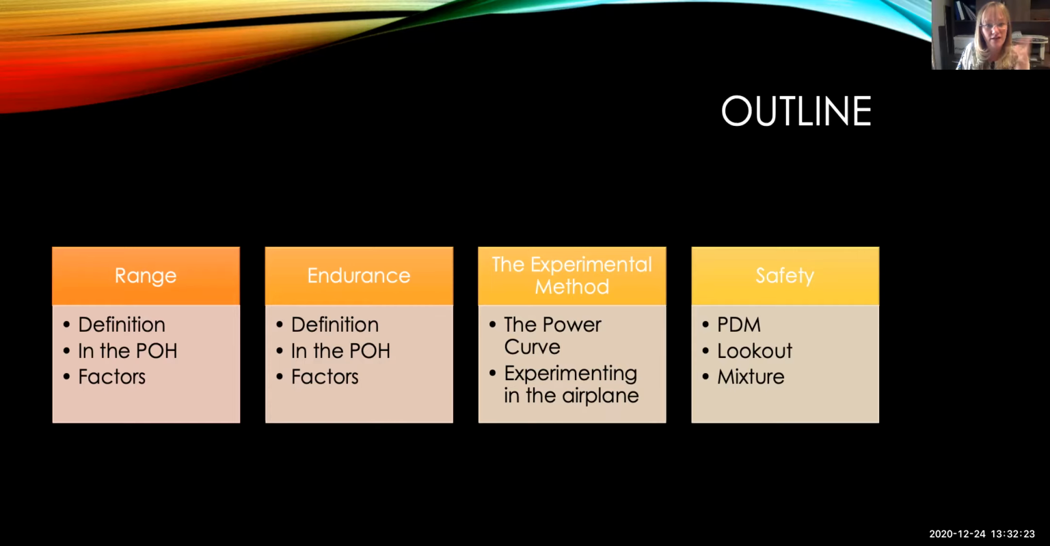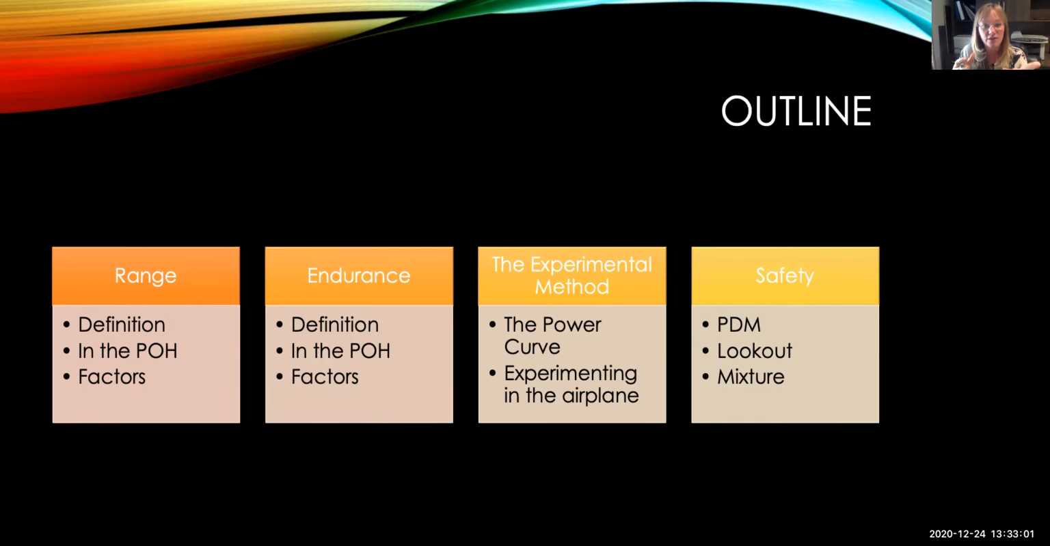So what we will be covering is, of course, the definition of range, how to find the range profiles in the POH, and then, of course, factors that would affect range. We're then going to define endurance, and then how to find the endurance profiles in the POH, and then factors that would change endurance. Then we're going to get into the experimental method of the emergency situation. The experimental method, as you'll see after we go over the POH items, is the emergency situation that you can experiment with. So you can find the absolute maximum range, the power setting and airspeeds to go the absolute exact farthest distance possible.